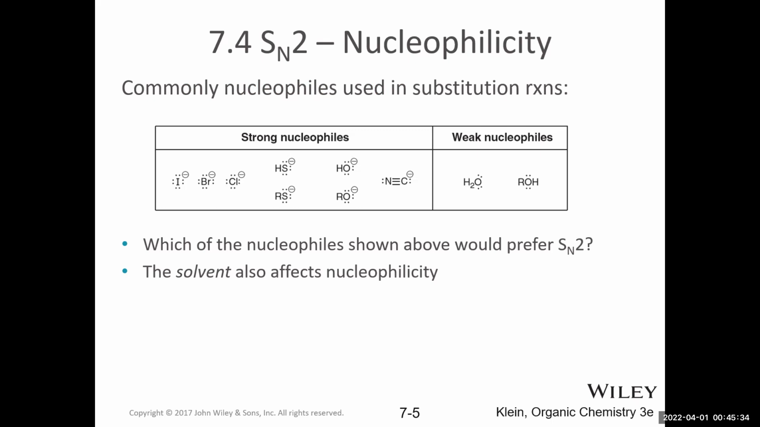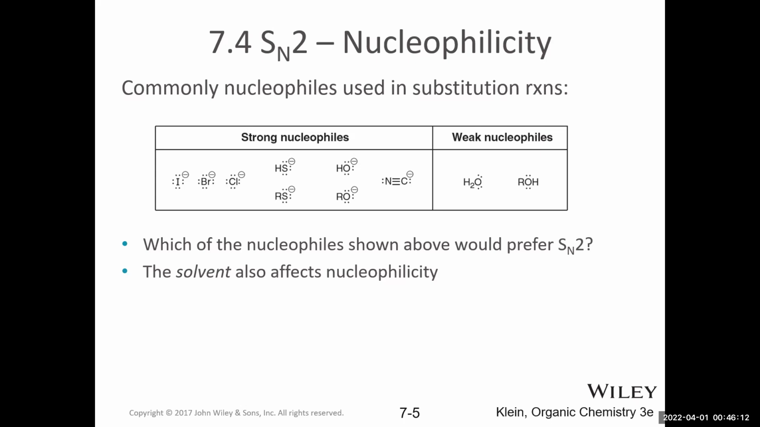So here are some commonly used nucleophiles in substitution reactions. We see them classified as strong versus weak nucleophiles. What you'll notice about the weak nucleophiles is that these are neutral, right? They're water and different alcohols. And because they don't have that full formal negative charge, they are not as strong as some other nucleophiles that do have that full formal negative charge. And so recall that it is important to use a strong nucleophile in an SN2 reaction because that nucleophile is involved in the rate determining step.